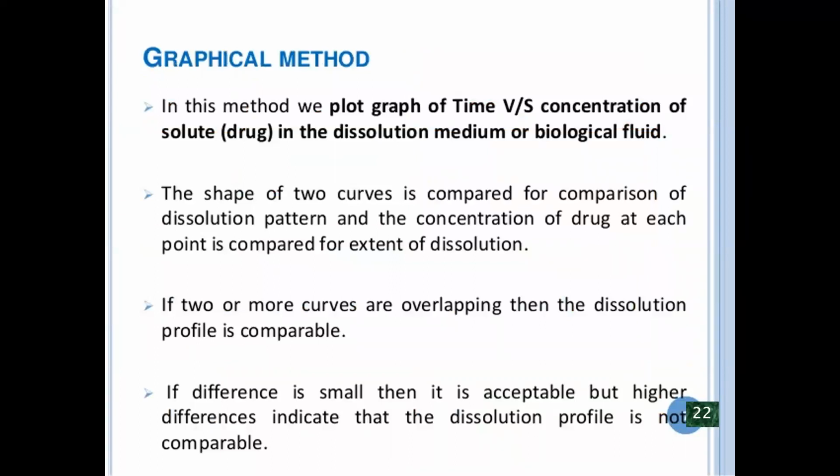Graphical method. In this method, we plot the graph of time versus concentration of drug in the dissolution medium or biological fluid. The shapes of two curves are compared, or the dissolution patterns, and the concentration of the drug at each point is compared for extent of dissolution. If two or more curves are overlapping, then the dissolution profile is comparable. If the difference is small, then it is acceptable, but a higher difference indicates that the dissolution profile is not comparable.